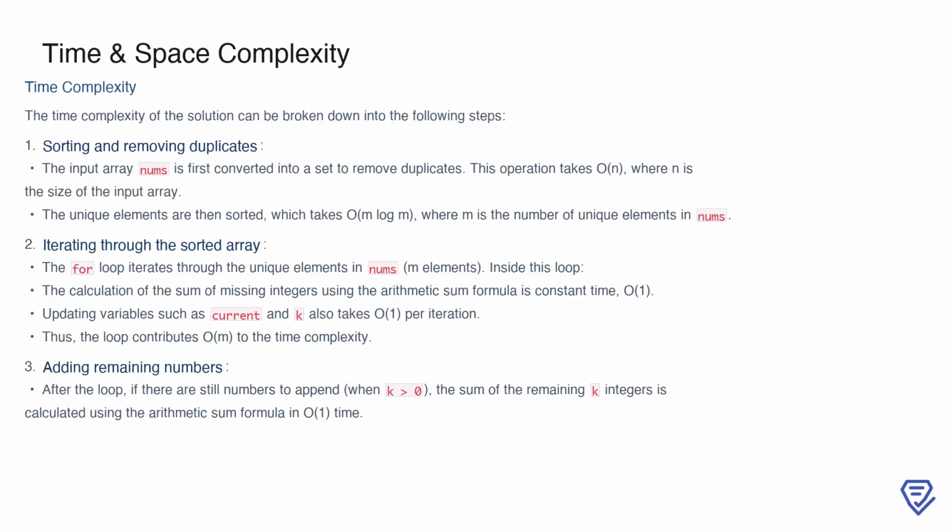Next, we iterate through the sorted unique elements, and while the loop itself runs in O(m) time, the inner operations such as using the arithmetic sum formula and updating variables like current and k are performed in constant time, O(1). Finally, if there are still numbers to append after the loop, the arithmetic sum formula is again used to calculate the sum of the remaining integers in O(1) time. These steps collectively define the individual contributions to the algorithm's time complexity.